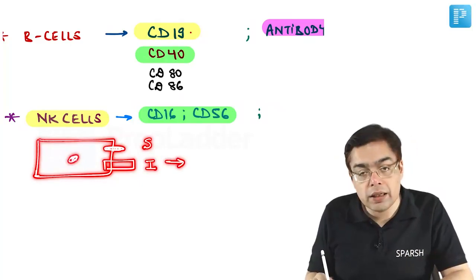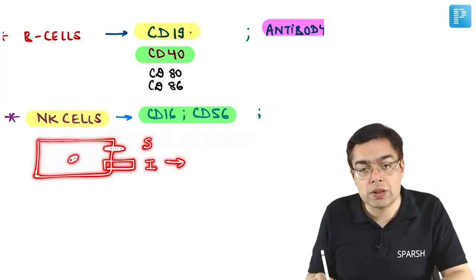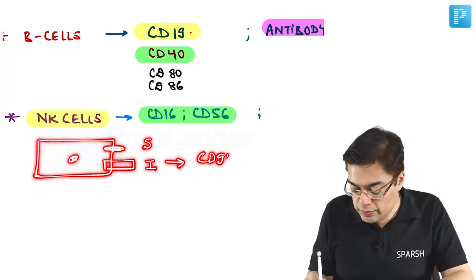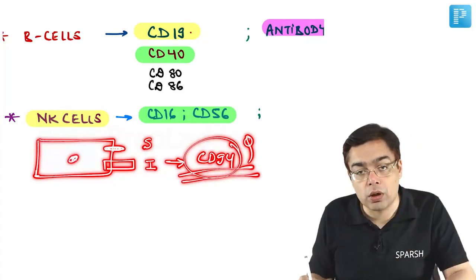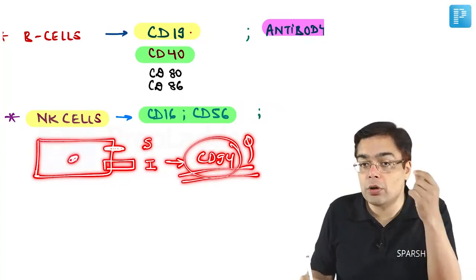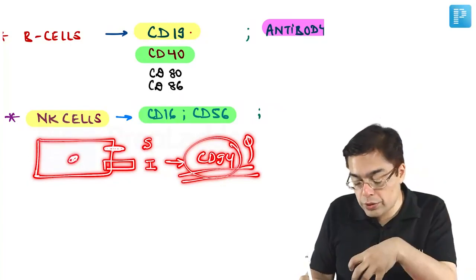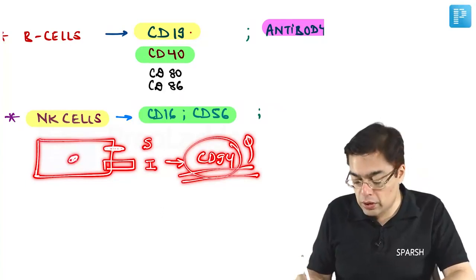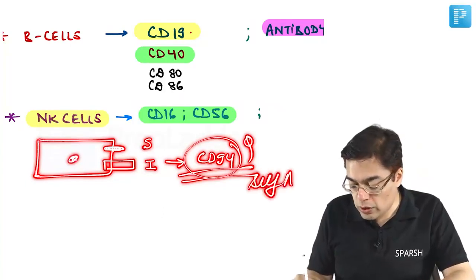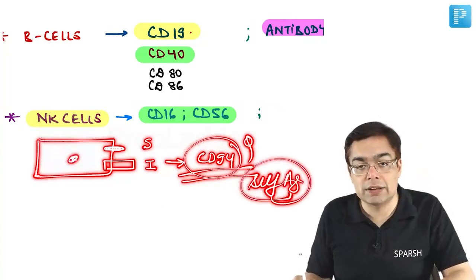The example of an inhibitory molecule expressed on the surface of NK cell is what the examiners love to ask you. In fact, that was a recent INI-CET question as well: CD94. So CD94 is an example of an inhibitory molecule, and that is going to reduce the chances of activation of the NK cell. This becomes particularly important because CD94 is utilized by self antigens.